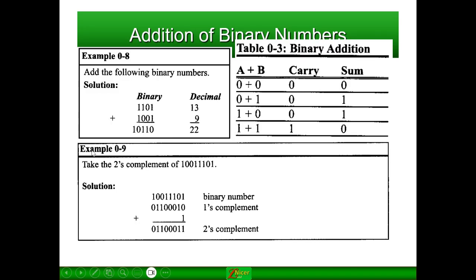Here we have our 2's complement of 10011101. We take 2's complement of it. What is 2's complement? We flip each bit and then we add 1 at the end. So this is the binary number. Then we take 1's complement of it, which is flipping each bit, and then we add 1 to it and we get our 2's complement. It is very simple, and 2's complement is used for computers. Computers understand 2's complement and they work in 2's complement.